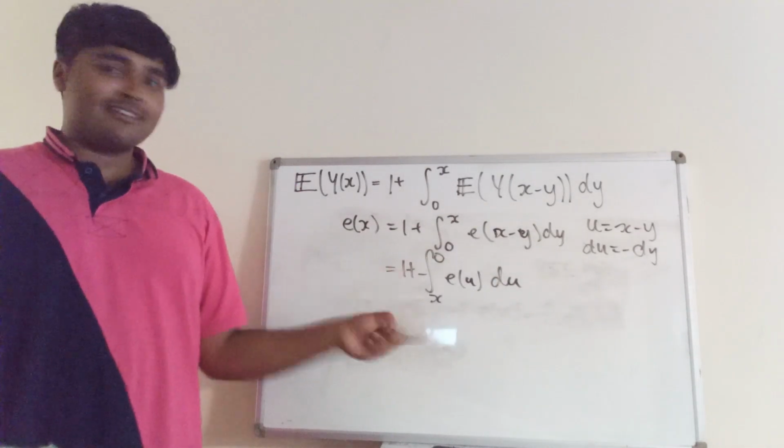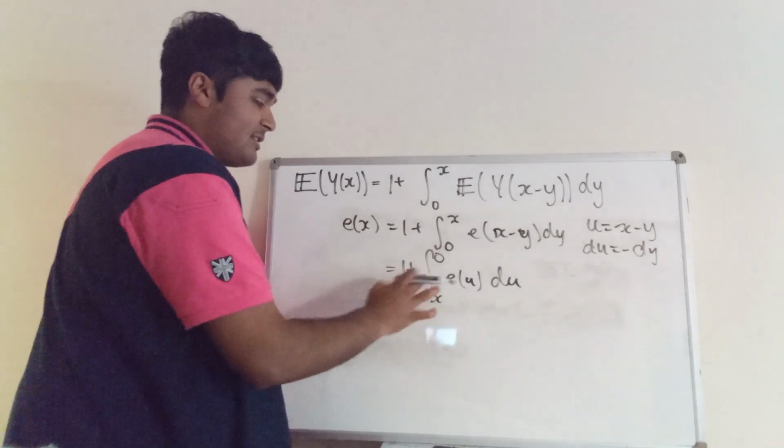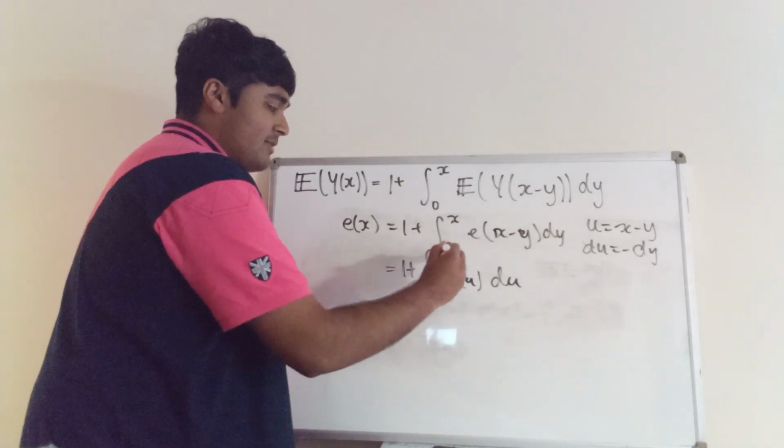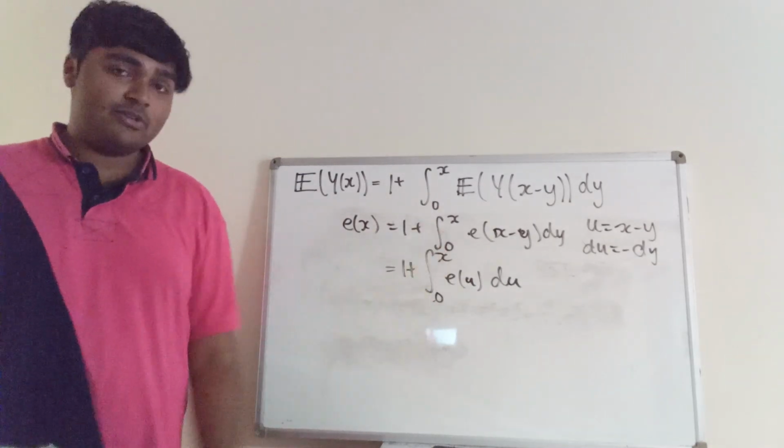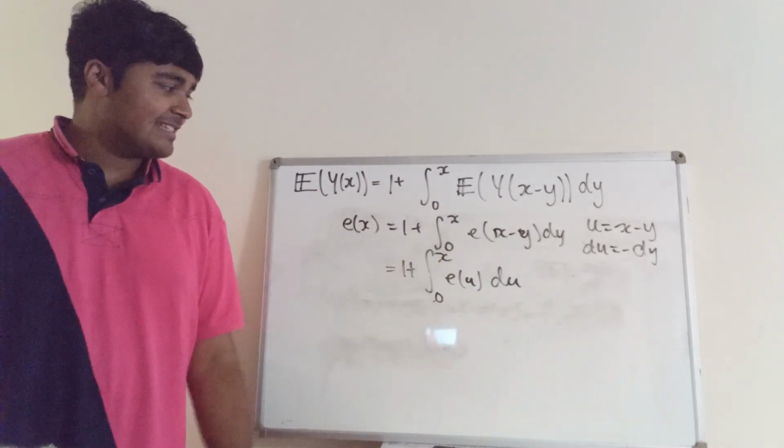But we can use this minus sign to flip the limits of integration. So get rid of the minus and swap these round. So we get e of x is 1 plus the integral from 0 to x of e of u du. This is just a lovely integral equation.